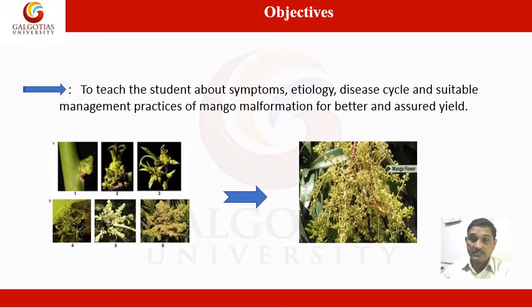You can see here the diseased or infected portion of the mango that is malformed by the pathogens, and your objective is to turn these infected parts of the mango into healthy ones. This is a healthy inflorescence of the mango.